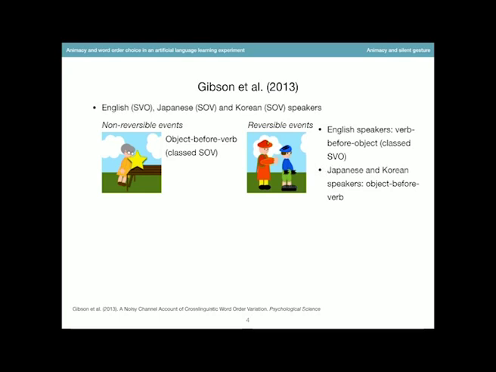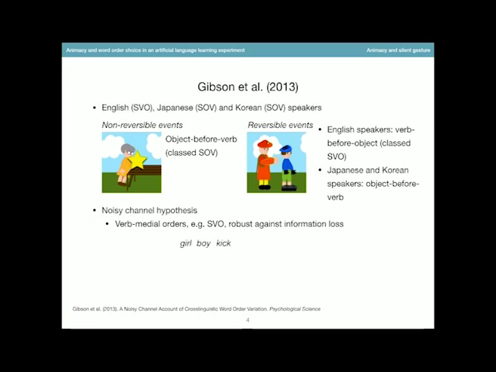To explain the English speakers' preference for SVO when describing reversible events, Gibson and colleagues proposed the noisy channel hypothesis. This is an information theoretic account, and it's based on the notion that communication takes place across a noisy channel. What they argue is that SVO, or more generally verb medial orders, are more robust against information loss when talking about reversible events.